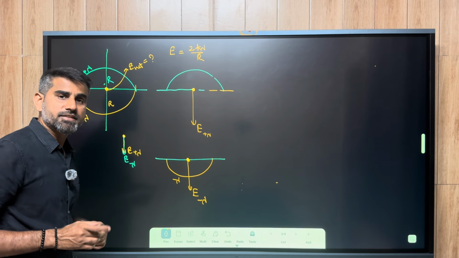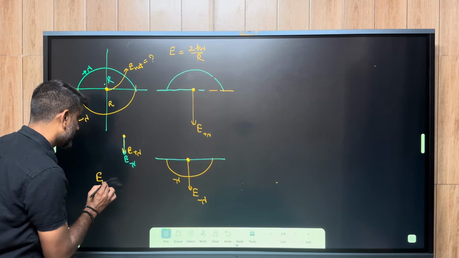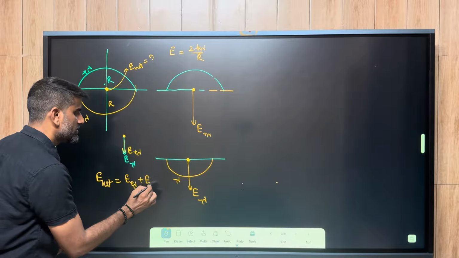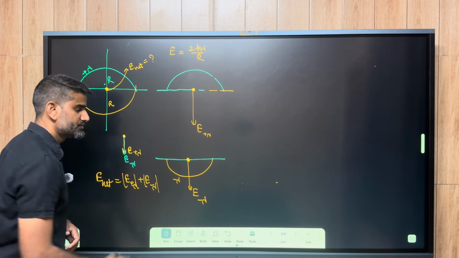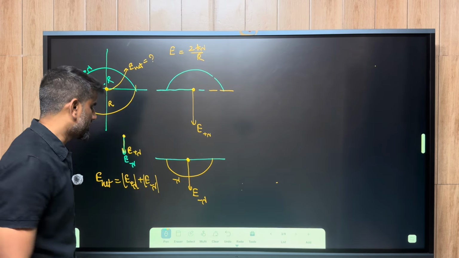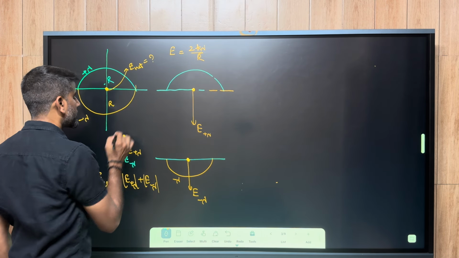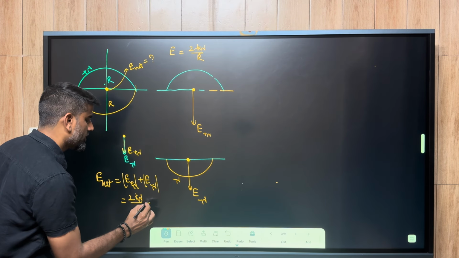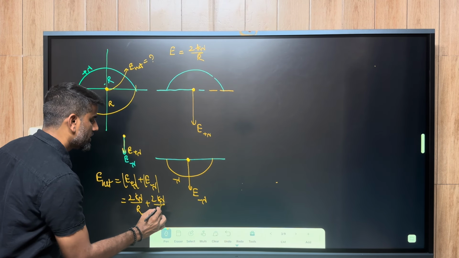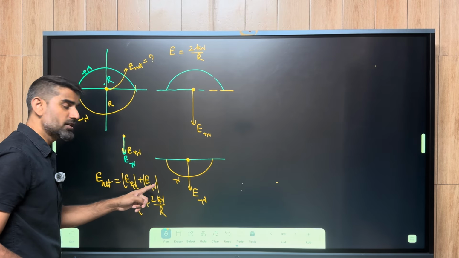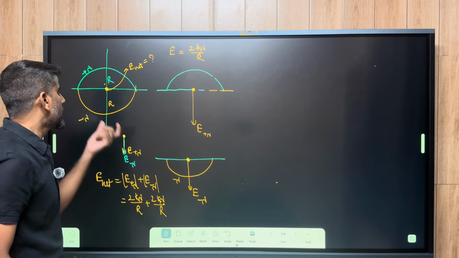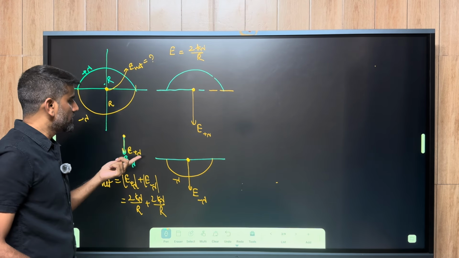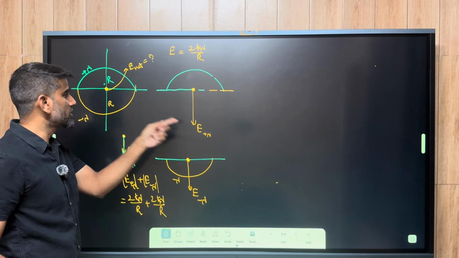Both are pointing in the same direction, then E net must be the sum of the magnitudes of E plus lambda and E minus lambda. Both of them are acting in the same direction. We already know the electric field due to a circular arc is 2k lambda by r plus 2k lambda by r. This is minus lambda, but I have taken the magnitudes because I have already used the directions based on common sense from the diagram.